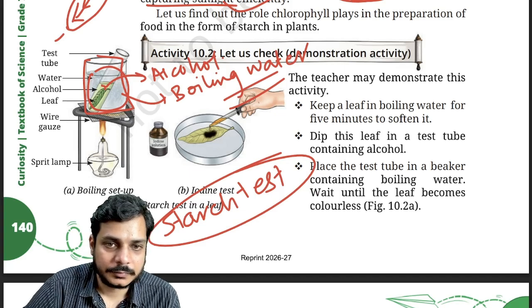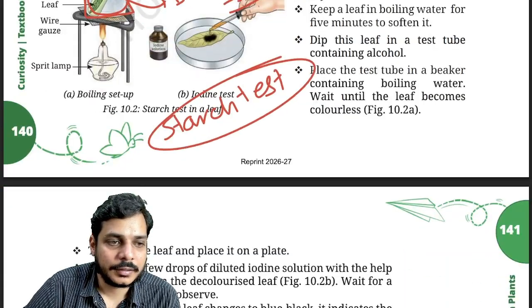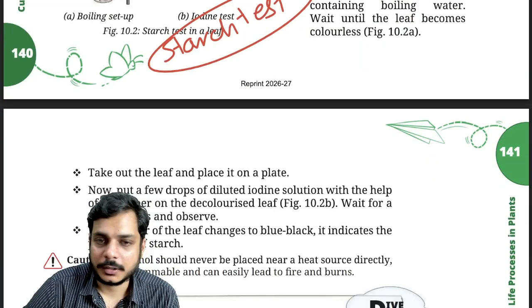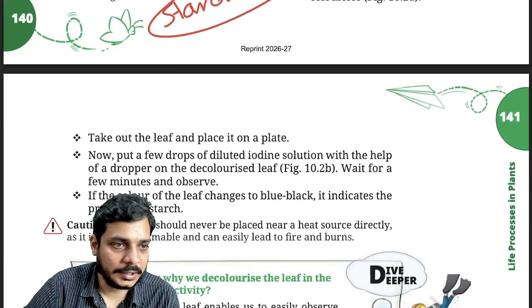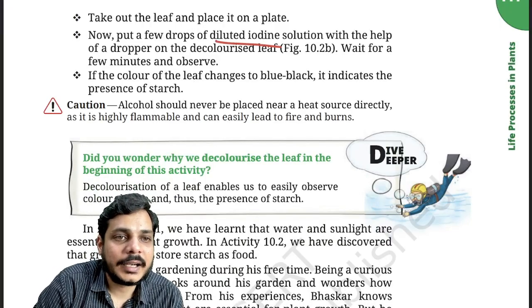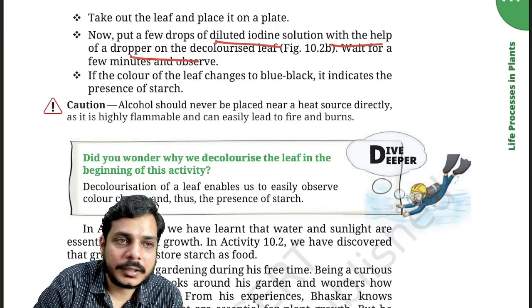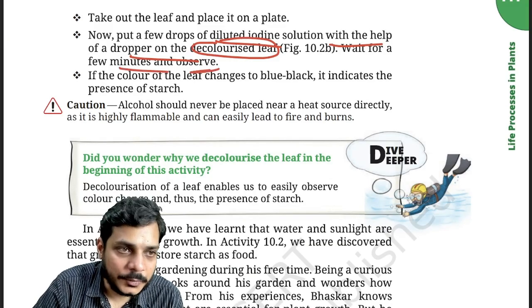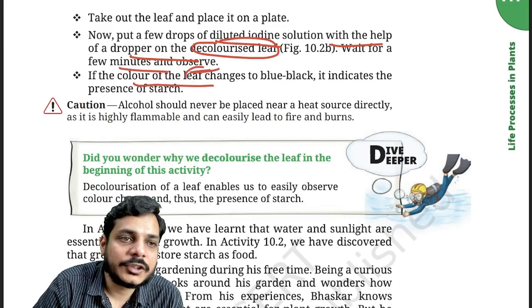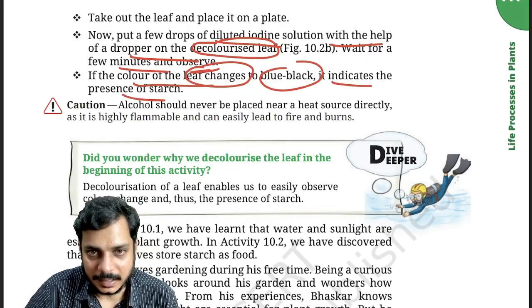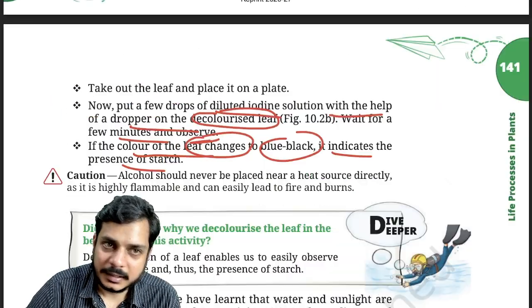Now when you do this, the further activity says, if you put a few drops of diluted iodine solution with the help of a dropper on the decolorized leaf, and you wait for a few minutes and observe, the color of the leaf changes to blue black. It indicates the presence of starch. All right, let us see it again.